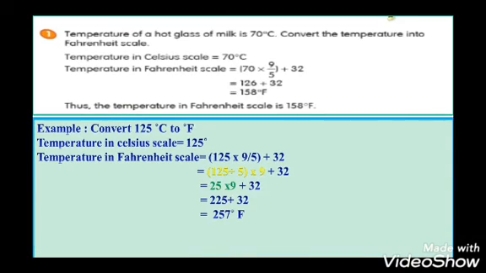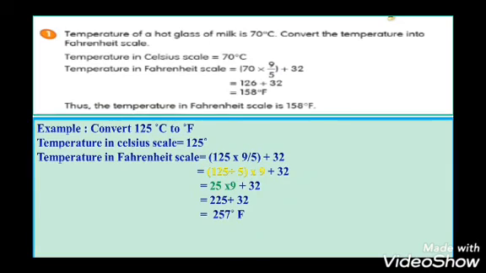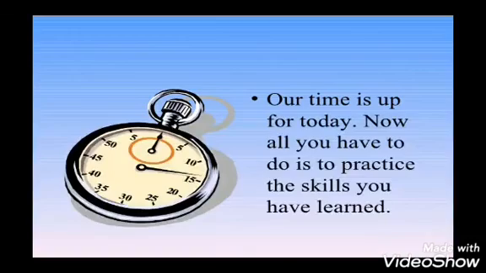So here 125 degrees, so 125 multiplied by 9 upon 5, or 125 divided by 5 is equal to 25 multiplied by 9 plus 32. So this is 257 degrees Fahrenheit. So this is how we convert from one temperature scale to another.